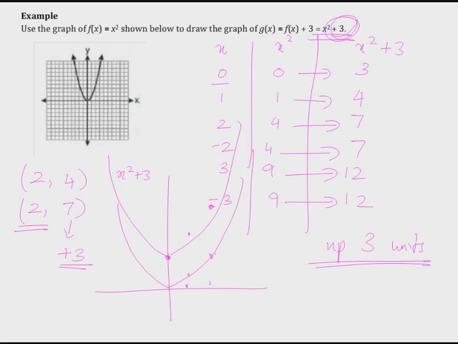Now it's easy to understand what's happening at the function level. The original function was y equals x squared, and the new y is x squared plus 3. So we can see that adding 3 to the y value just hikes up every y value by 3, obviously. What happens to the graph? The graph moves up 3 units.